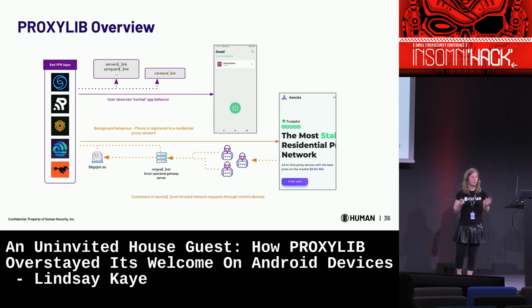So now we have a much more full picture of how PROXYLIB works, rather than just at the beginning where we just had OcoVPN. So we have a wide variety of these bad VPN and other types of apps. Again, you have your normal app behavior, your VPN for your user, but now, in addition to having that residential proxy node edition native library in the back, what you see now is that you're coming out of ASOX, and that's how threat actors are monetizing it, and other people can buy access to it for whatever they like.